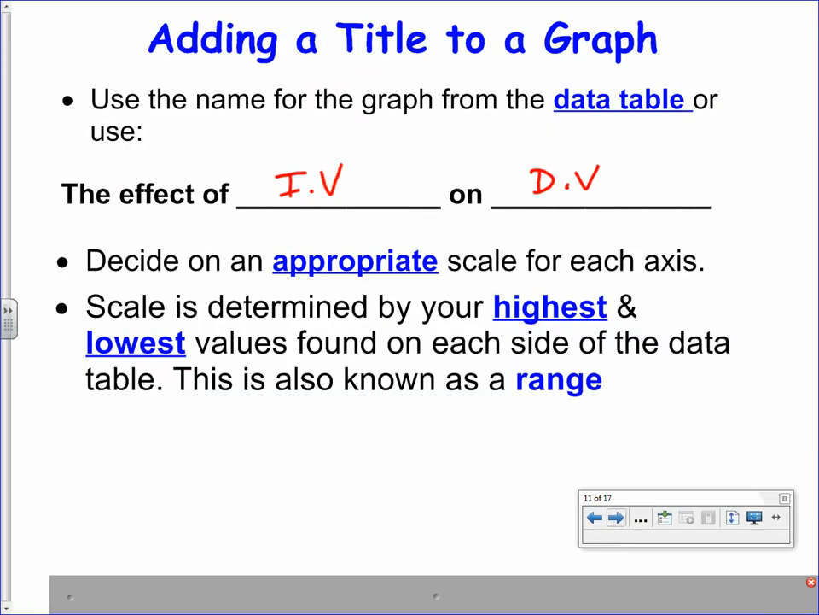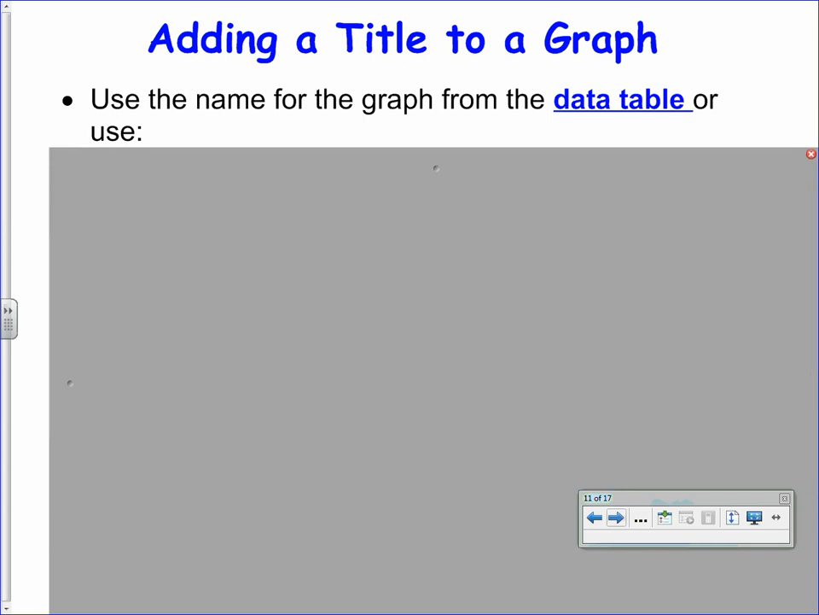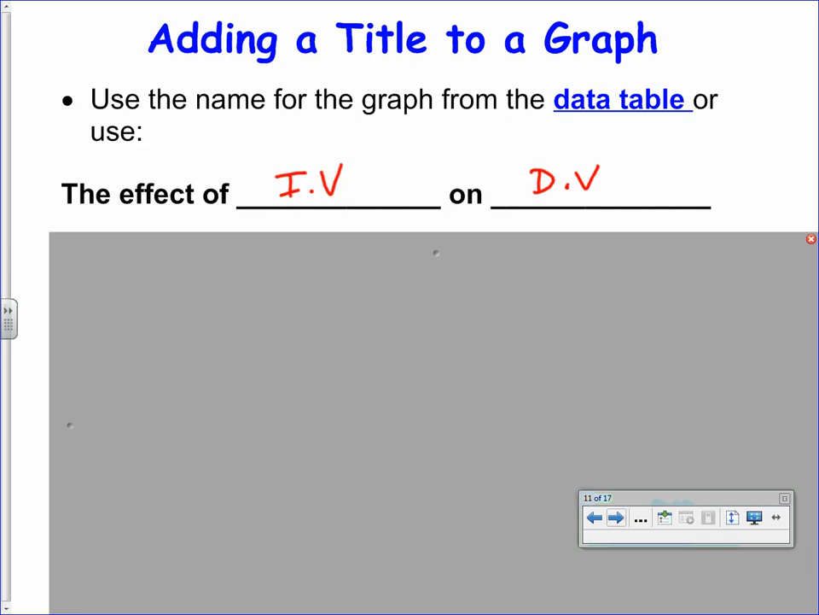Okay, adding a title to a graph. Okay, this is very simple. A lot of times kids ask me, Miss Santana, I don't know what to write as a title. I don't know what to do. The easiest way is to look at your data table and just copy down what's on the data table. Another way of doing the title is to use this sentence starter: The effect of blank on blank. So the effect of an independent variable on a dependent variable. That would be a good title.